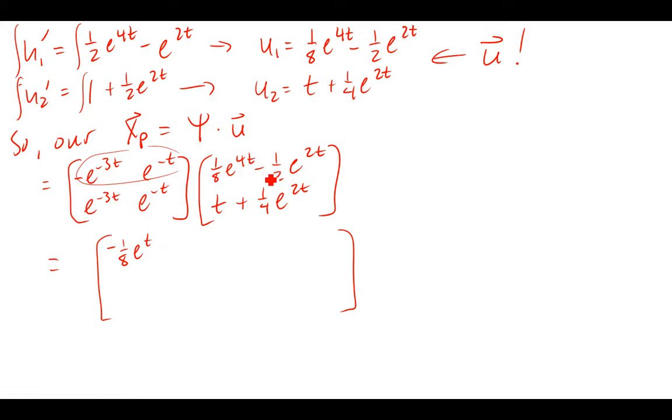And then minus and minus equals plus, so plus 1/2 e to the negative t. So that's negative e to the negative 3t times the top, and now I'm going to do e to the negative t times the bottom. So that's t e to the negative t, and 1/4 e to the negative 2t. All right, so that's a mouthful. But you can already see that there's at least a little bit of stuff I can put together up there.